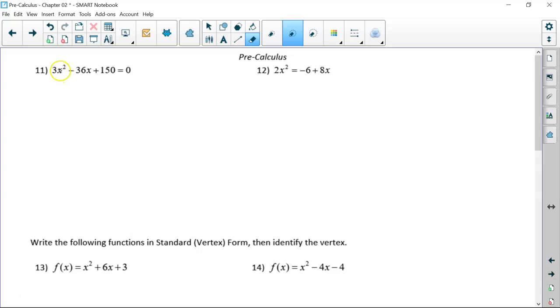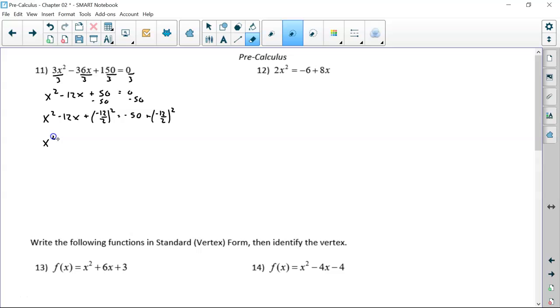Now, our leading coefficient is 3. We're going to divide each term by 3, including the 0. So our new equation is x squared minus 12x plus 50 equals 0. Isolate by subtracting 50 from both sides. X squared minus 12x, leave some space, equals negative 50. Now in that space we're going to be adding the negative 12 divided by 2 squared to both sides.